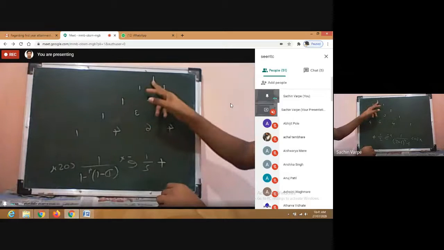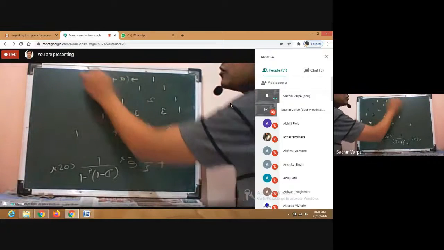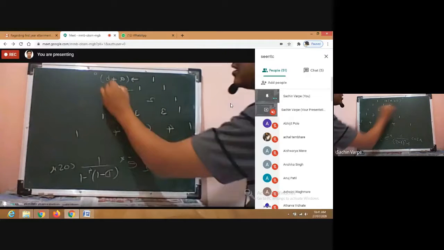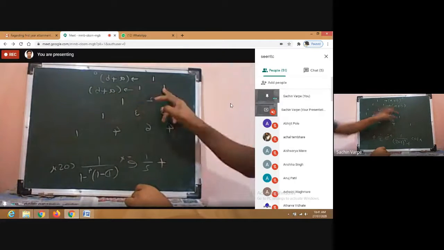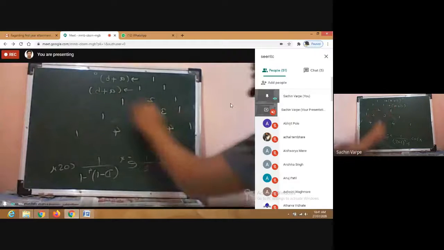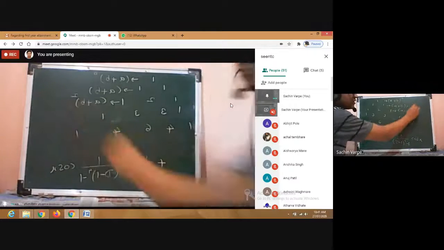This is the coefficient when I'm writing simply a plus b raised to 0, isn't it? These are the coefficients in the expansion of a plus b raised to 1. You can check. The coefficient of a is 1, coefficient of b is 1, isn't it? These are the coefficients in the expansion of a plus b square.